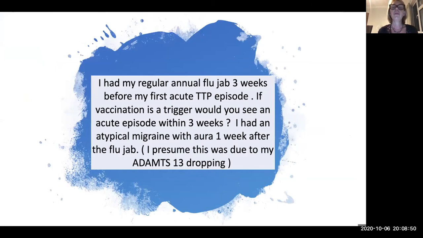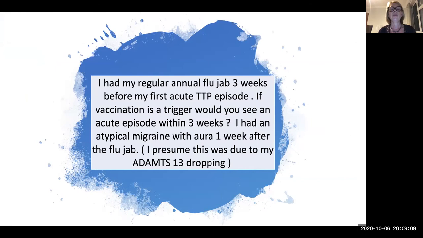I had my regular flu jab 3 weeks before my first acute TTP episode. If vaccination is a trigger, would you see an acute episode within 3 weeks? I had atypical migraine with aura 1 week after the flu jab. I presume this was due to my ADAMTS13 dropping.